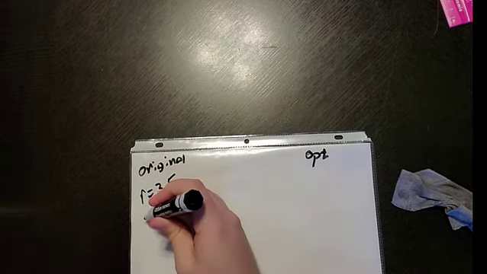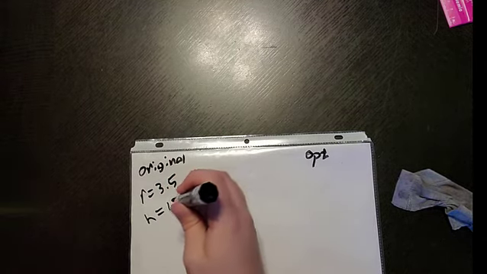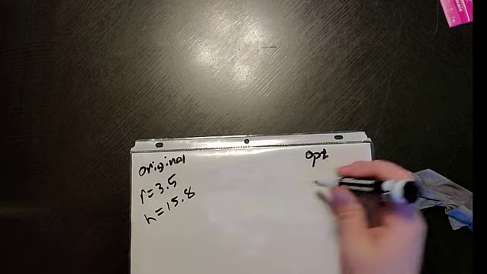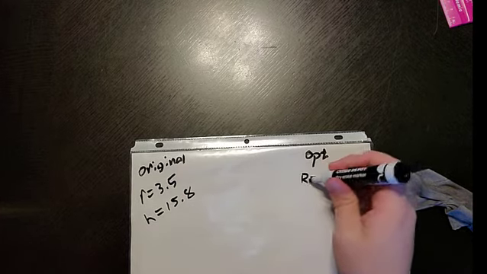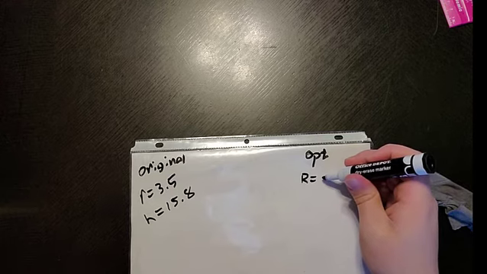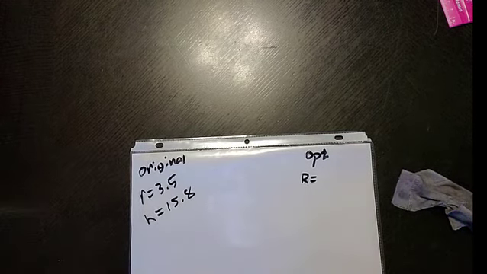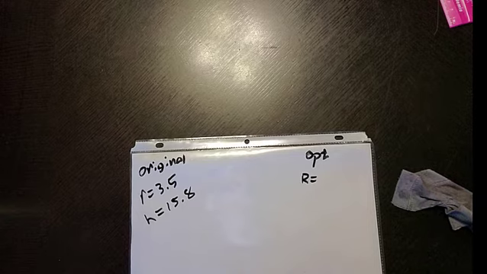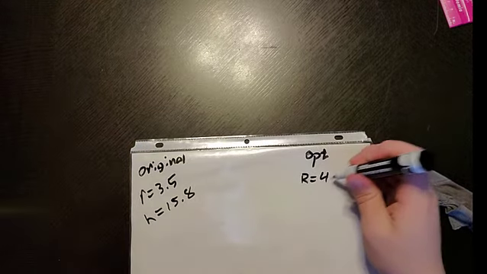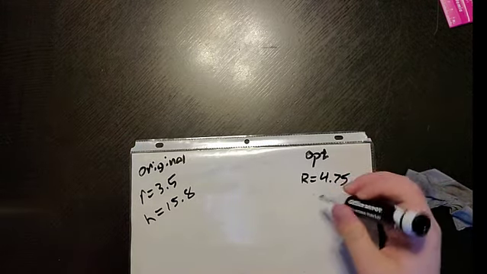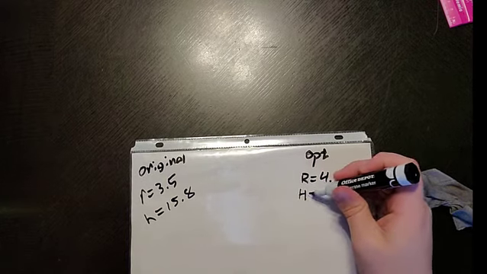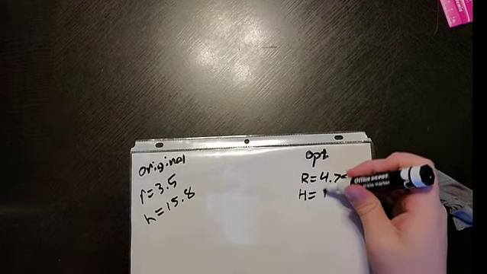Once we're done finding the optimized dimensions for this can, we can start comparing it to the original dimensions. The original dimensions, the radius was 3.5, the height was 15.8. With the new optimized dimensions, the radius is 4.75 centimeters and the height is 9.47 centimeters. Both of these dimensions use the same amount of surface area. The optimized dimensions, as you know, optimize the amount of volume, maximizing it.